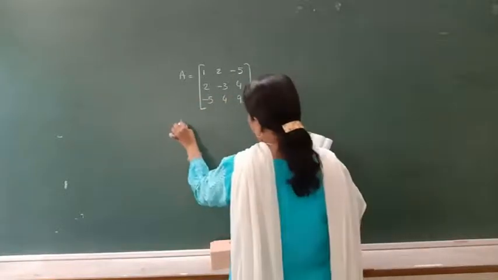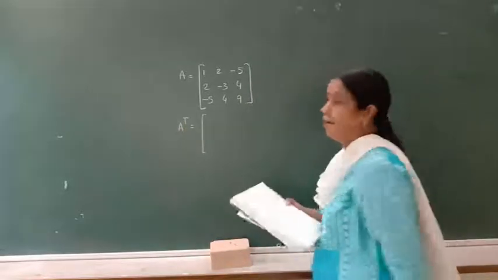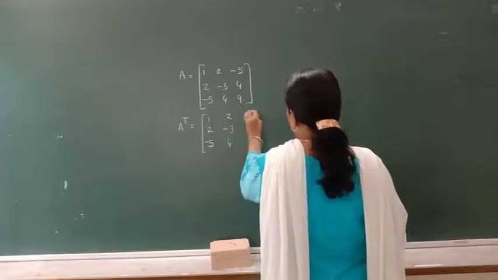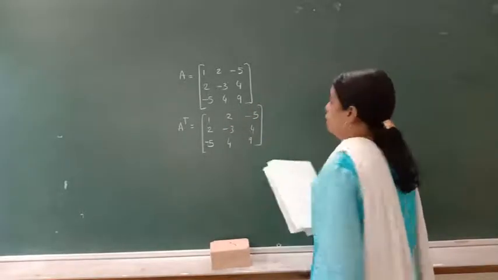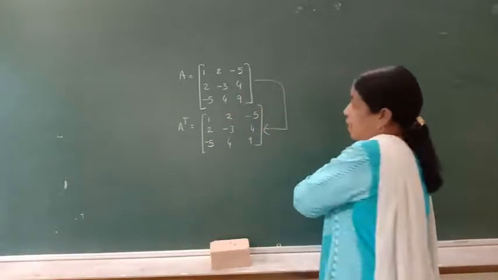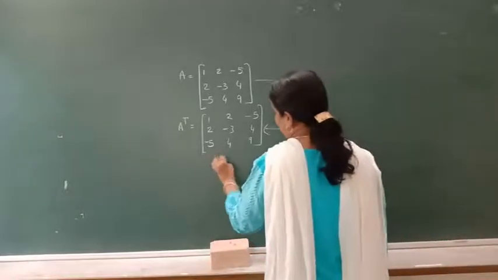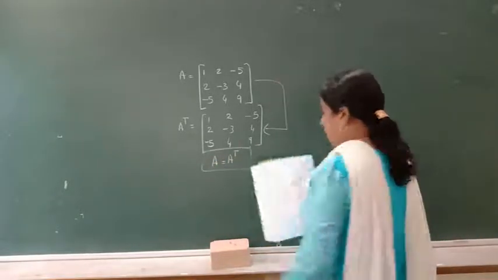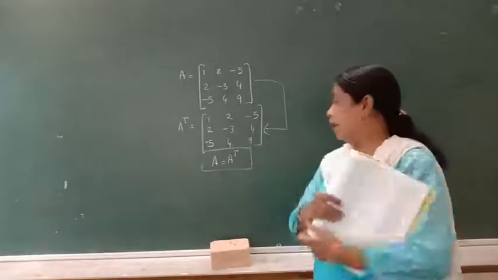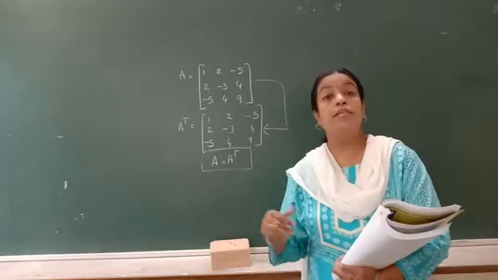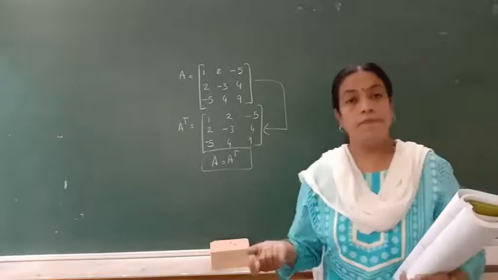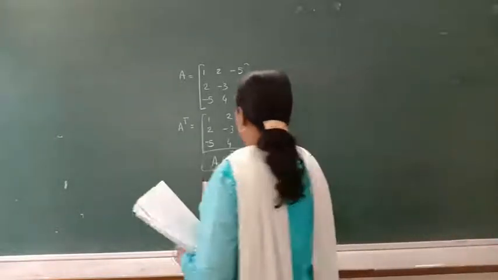Now we want to find A transpose. Come on, let's find out A transpose. 1, 2 minus 5; 2 minus 3, 4; minus 5, 4, 2. Is it the same? Even after taking its transpose, our answer is the same. That is, A is equal to A transpose, which means it is a symmetric matrix. Got it? Similarly, if you get A is equal to minus A transpose, then it is skew symmetric. And if neither condition is satisfied, then it is neither symmetric nor skew symmetric. Okay. The remaining ones you have to do at home.